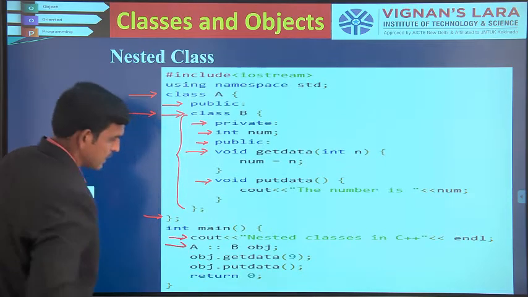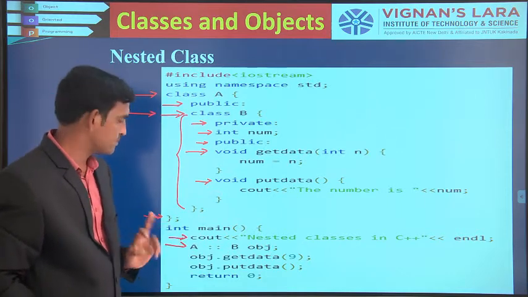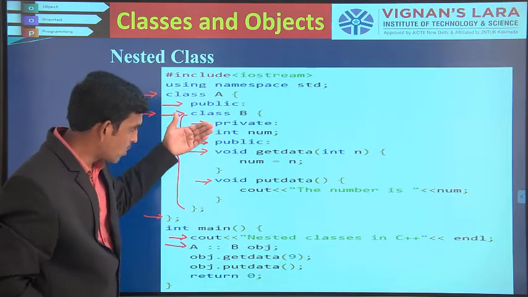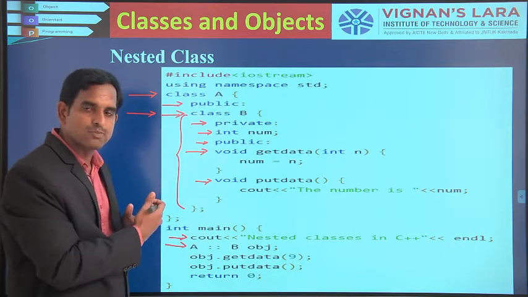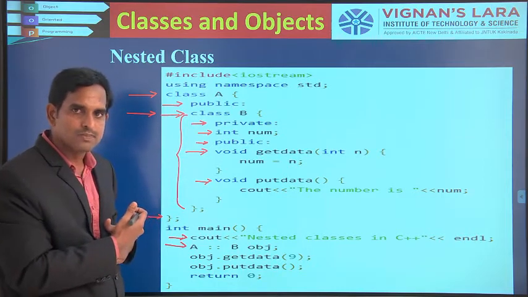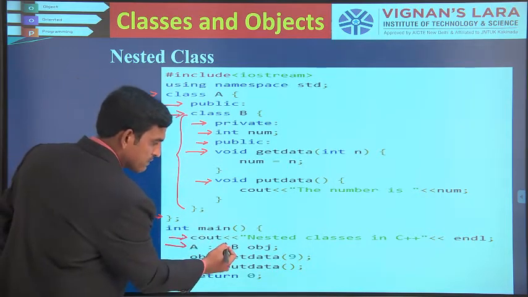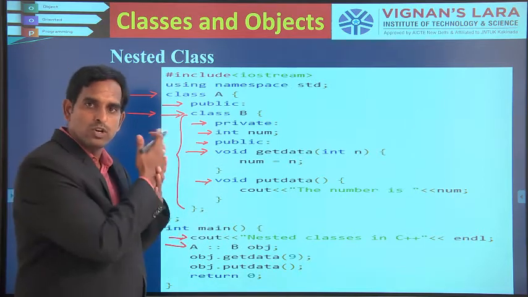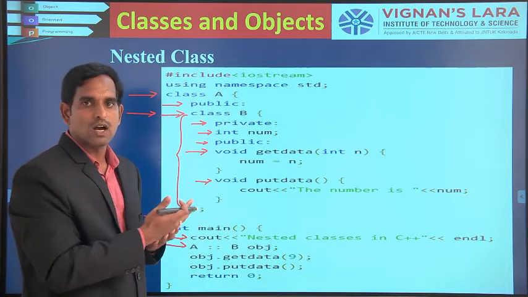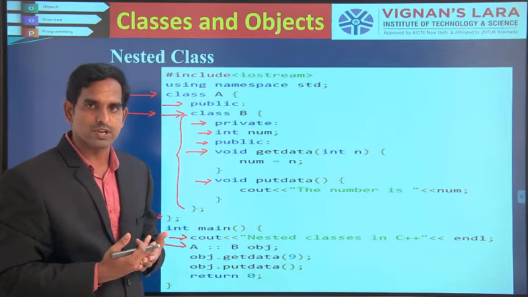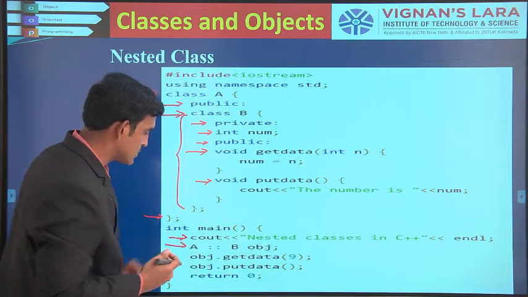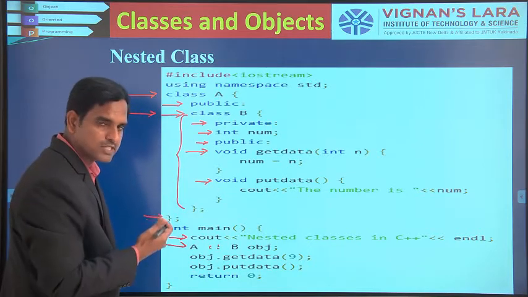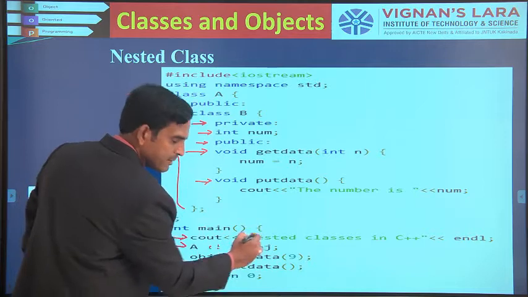If I want to create an object for B, since B is outside the class A, and you are trying to create the object outside the class, I have to specify where my class B is present. I told you about how to implement your methods outside your classes by using the scope resolution operator. In the similar manner, you specify A, the scope resolution operator, B, and then I write the object.